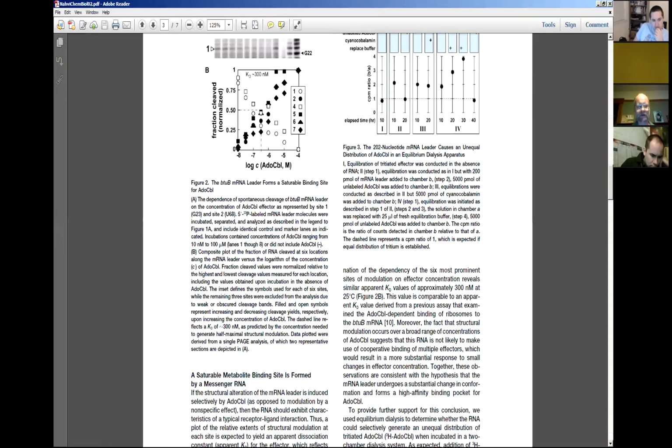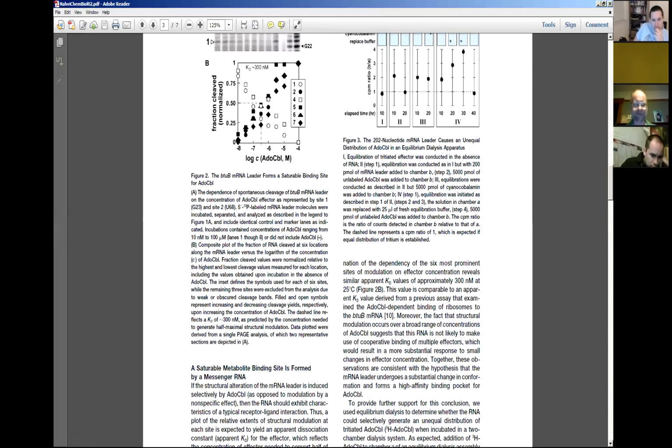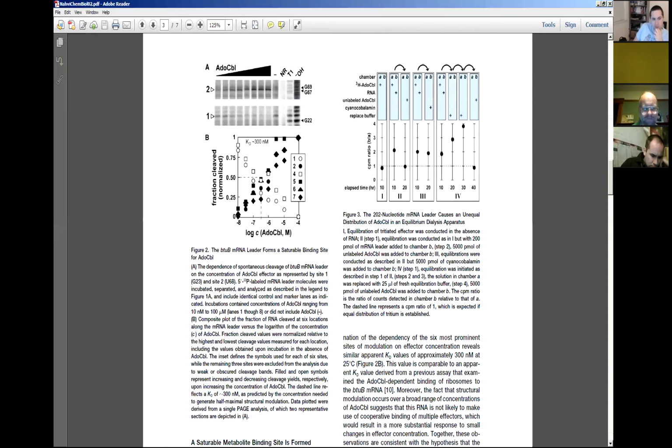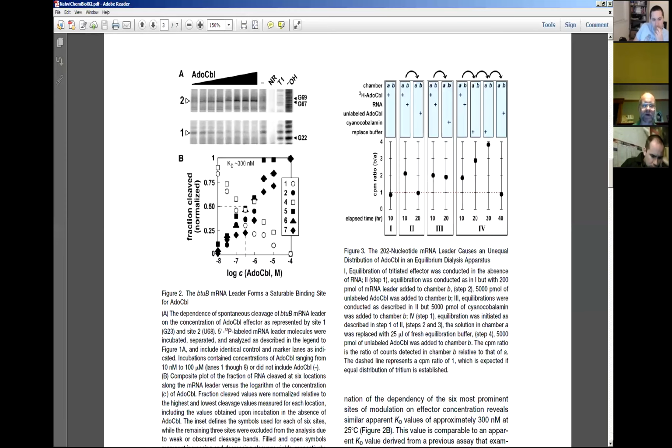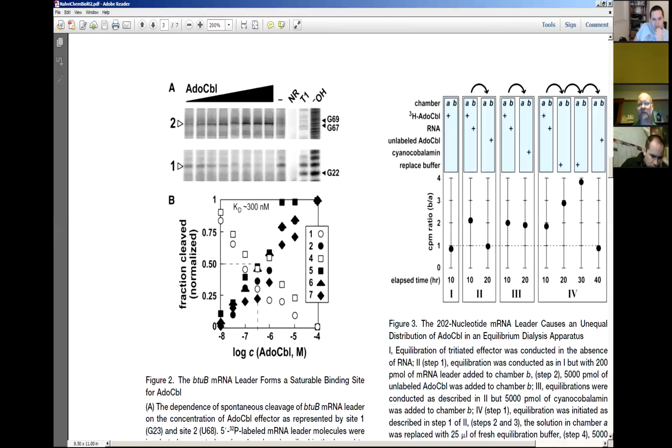So a saturable metabolite binding site is formed by a messenger RNA. So this they are doing, oh, and actually let me first show figure 2 here, where they're doing what I mentioned earlier, where they're varying the concentration of this B12 compound and then tracking specific bands in that gel from figure 1 to see how much of those bands are showing up.